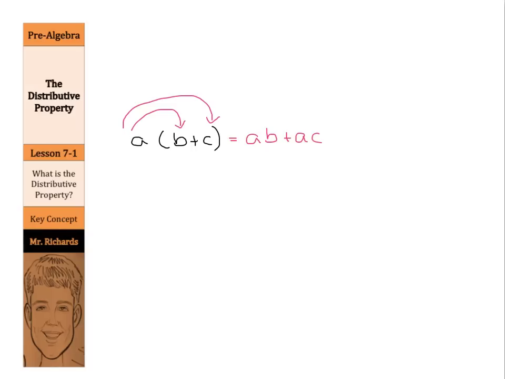If I had numbers with that, and say I had 2 times, I don't know, 3 plus 4, now I know you can go 3 plus 4 is 7 times 2 is 14. I know you're smart enough to do that. But if we were to use the distributive property, I could say that's going to be 2 times 3 plus 2 times 4. And of course 2 times 3 is 6, 2 times 4 is 8, and 6 plus 8 is also 14.